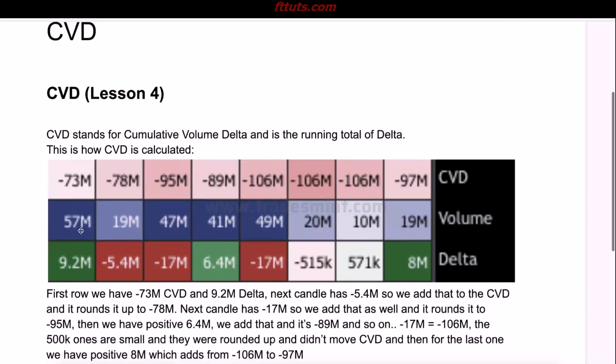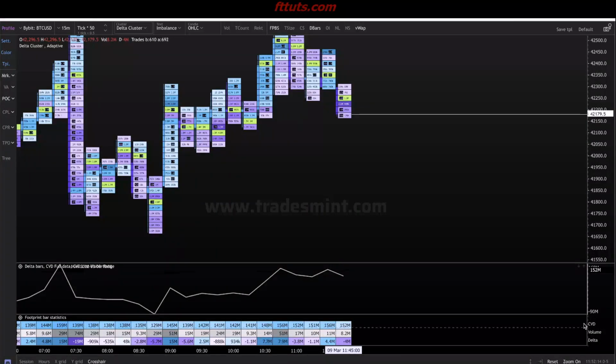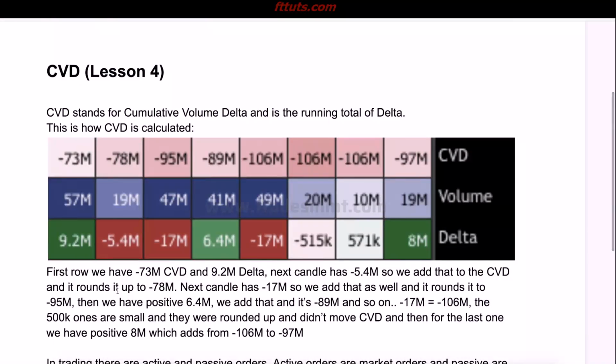Right here, we can see typical footprint bar statistics that we would see in our footprint chart, like what we have down here, where we have three main things. We have CVD, we have volume, and we have delta. Now, CVD stands for cumulative volume delta, and basically, we are just going to be adding the delta of the current candle to the previous candle.